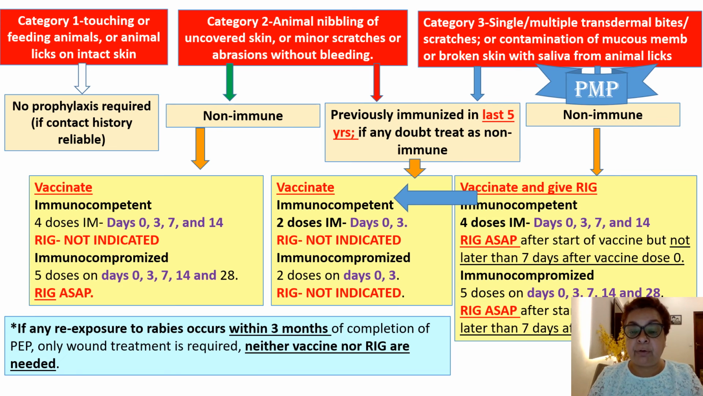So let us concentrate here. So what are we going to do? Look at this category 3 box. So there are multiple transdermal bites that have been produced, and this patient has been immunized in the last 5 years. So he has been just immunized a year back. So we're going to go the orange route way. This vaccinate with 2 doses on 0 as well as 3, right? So that will be our answer. 2 doses of rabies vaccine on day 0 and day 3 along with the wound care.